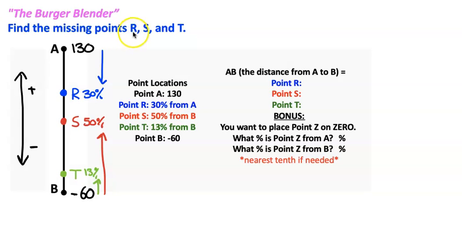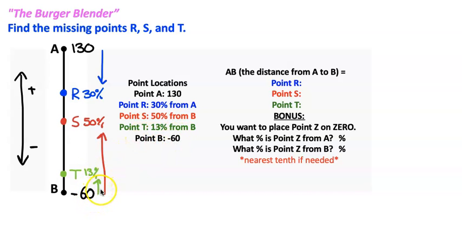Find the missing points R, S, and T. As you can see, I filled out some important information. Point A is at 130. Point R is 30% from A. Point S is 50% from B. Now, if you're 50% from B, you're also 50% from A, but it doesn't really matter. Point T is 13% from B, and point B is at negative 60.